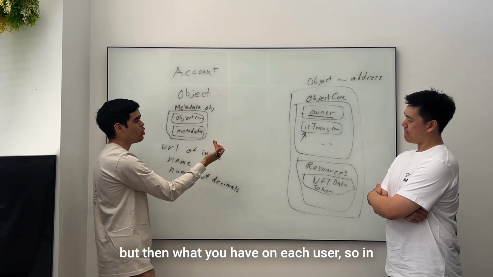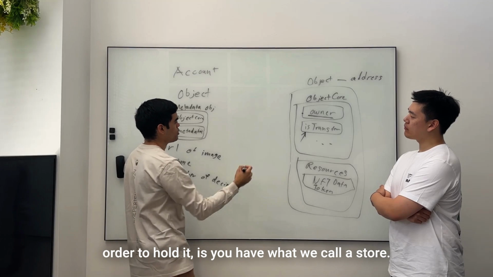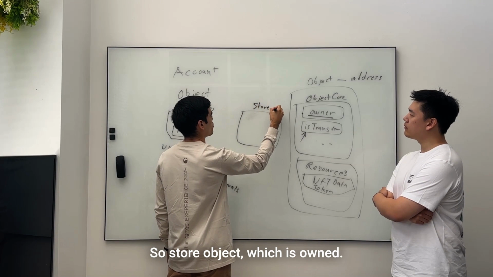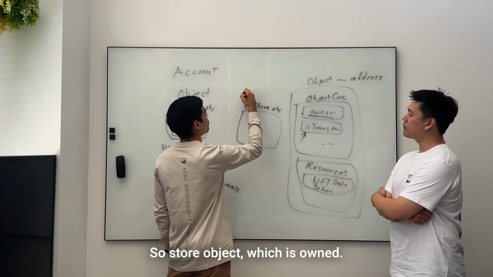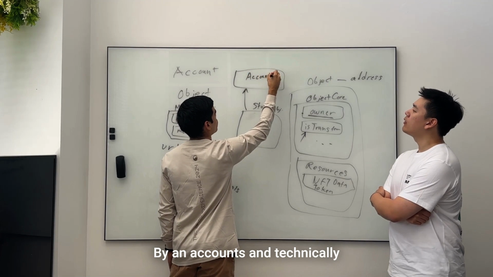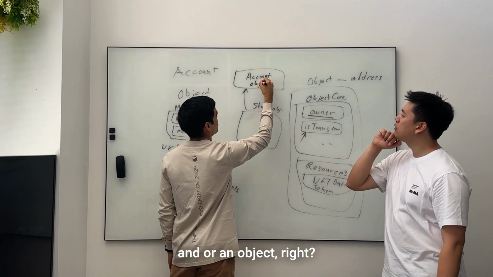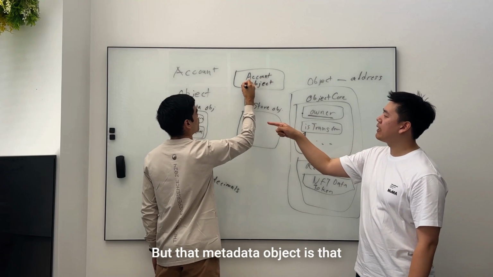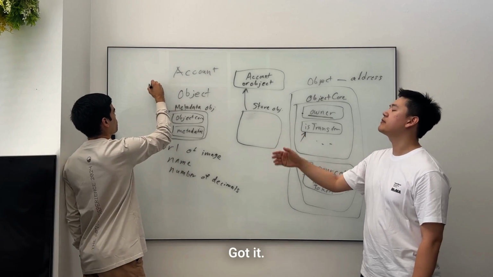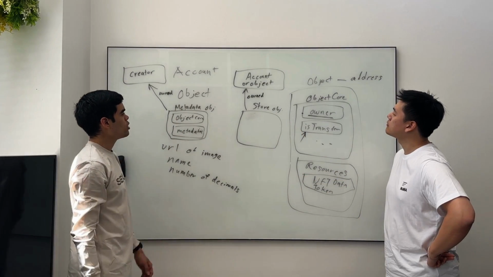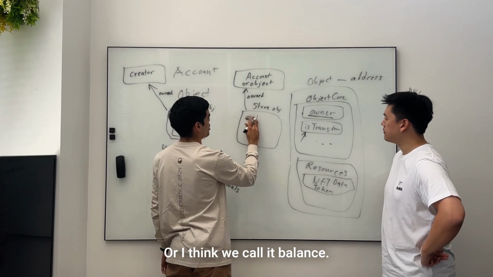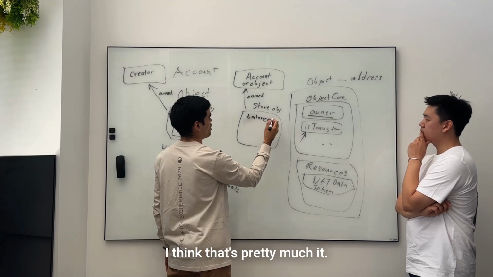Okay, so this metadata keeps track of it. But then what you have on each user, in order to hold it, is what we call a store. So a store object, which is owned by an account. Technically an object. But that metadata object, is that owned by the creator of that fungible asset? Yep. Got it. So we have a store object. Store object has a count, or I think we call it balance. I think that's pretty much it.